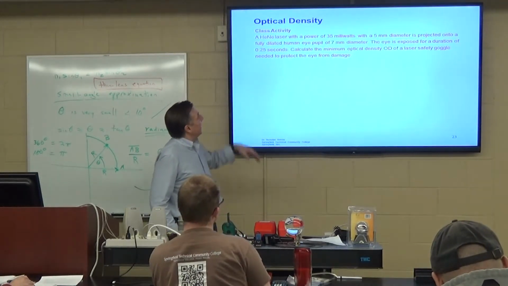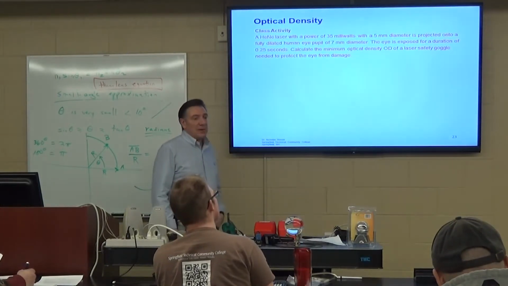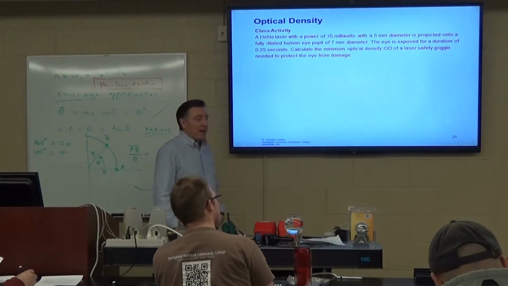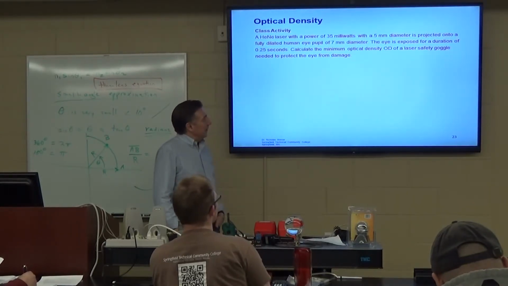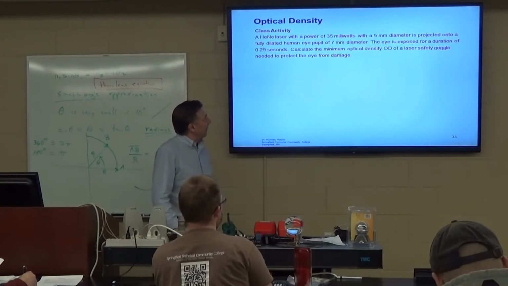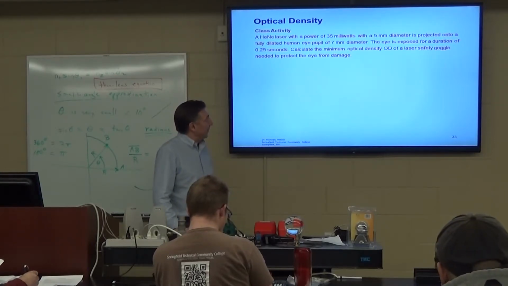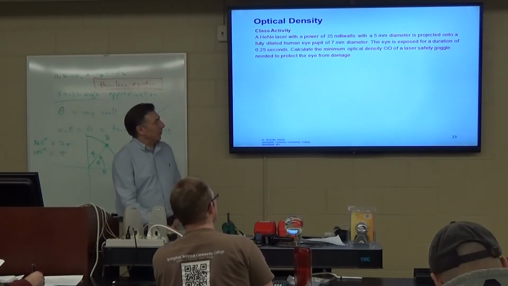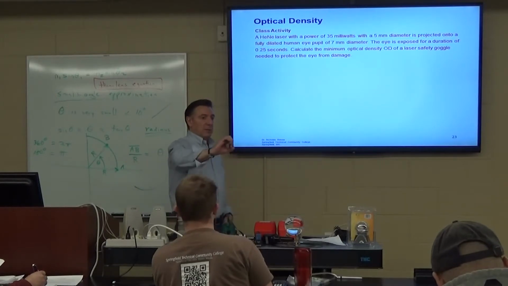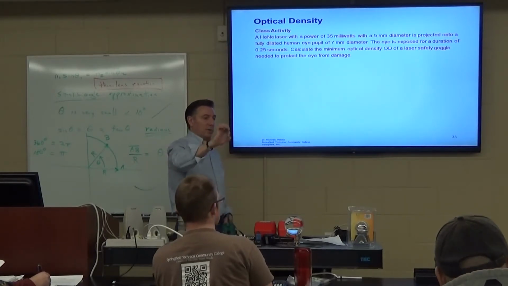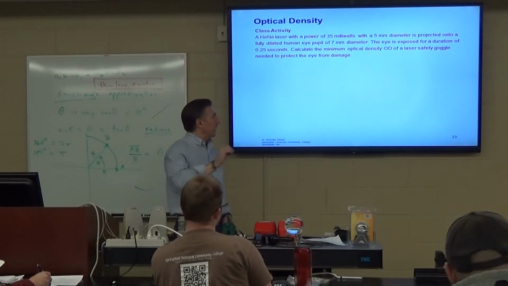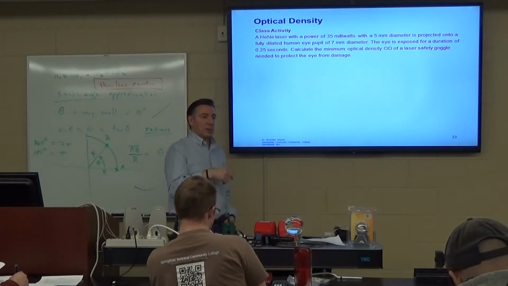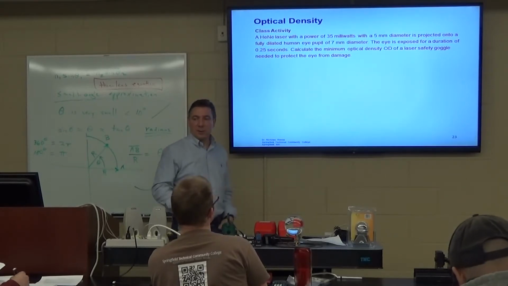Okay, so we've got a helium neon laser. A helium neon laser is a visible laser. It's a red laser. Let's say it's got 35 milliwatts, 5 millimeter diameter, and it's projected onto a fully dilated pupil, 7 millimeters in diameter. The eye is exposed for a duration of a quarter second. Calculate the minimum optical density. If all the laser is assumed to go right on the pupil, calculate the irradiance, and then use the equation for optical density to tell me what safety goggles are needed.